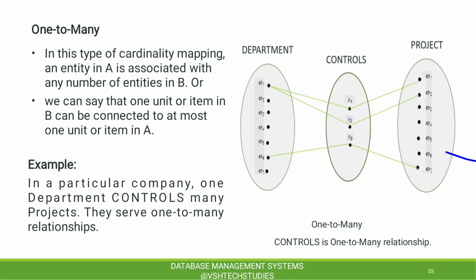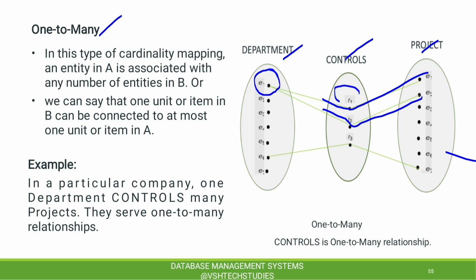So next we shall discuss one-to-many relationship. Here the relationship controls, which exists between department and project entities in a company database, is a one-to-many relationship type because one department can control many projects. So one department entity, that is E1, is controlling project 1 and project 2. That is what is shown in the figure here.